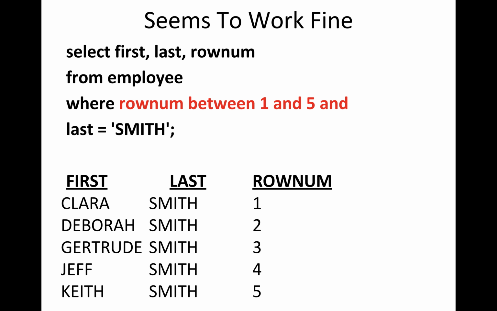So here's an example of retrieving the first 5 records by ROWNUM in this table, and you come up with the first 5: Clara, Deborah, Gertrude, Jeff, and Keith. I forget, did we order? We didn't order, although it looks like it's ordered already. But right now it's not in any particular order.